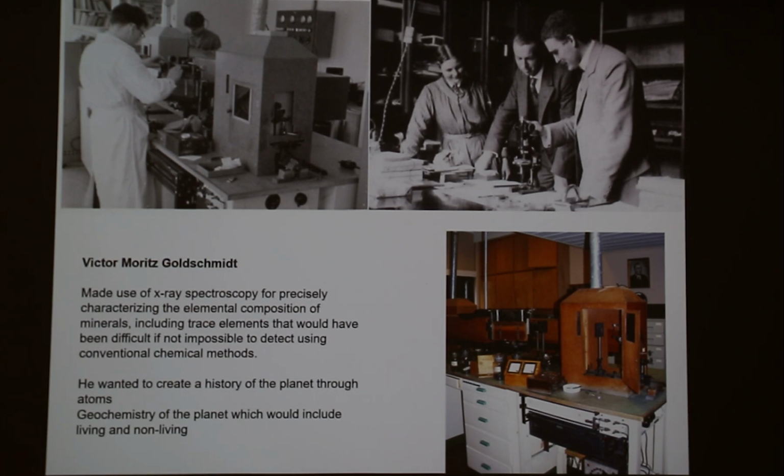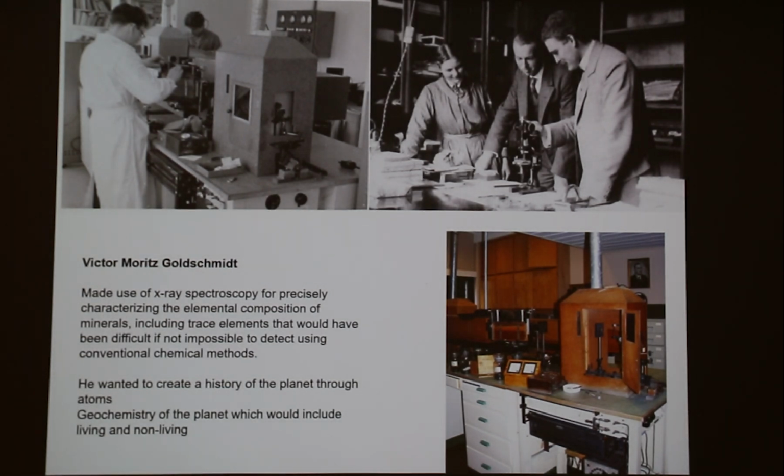He used, as I said, they were also not only grouping theories about how things are related, they were also inventing their machines for measuring things. So this is one of his machines. But his ambition was to create a history of the planet through atoms, like the hydrogen atom. Like what would the history be according to that? And this would include living and non-human.